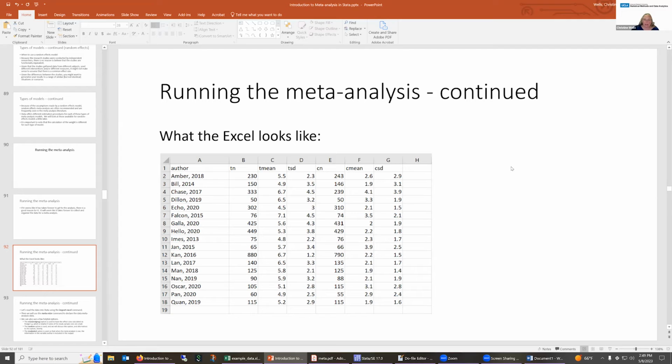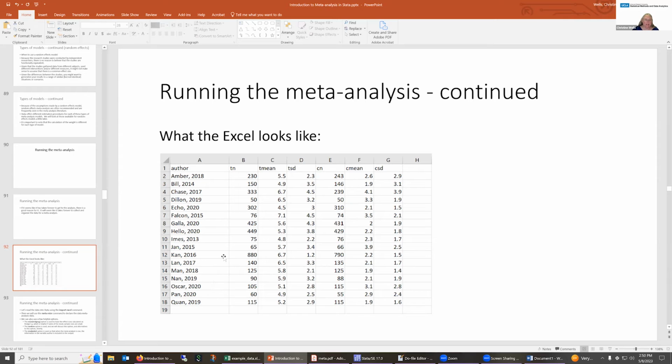So I have an Excel file. I took a picture of my Excel file, and it looks like this. T is for treatment, C is for control. I have N, mean and standard deviation for my treatment, and N, mean and standard deviation for my control group.